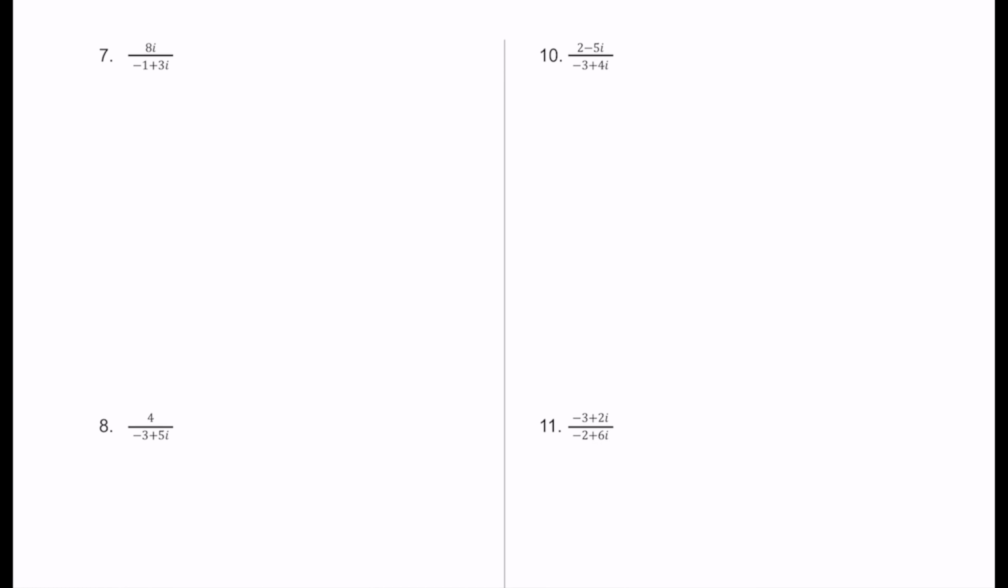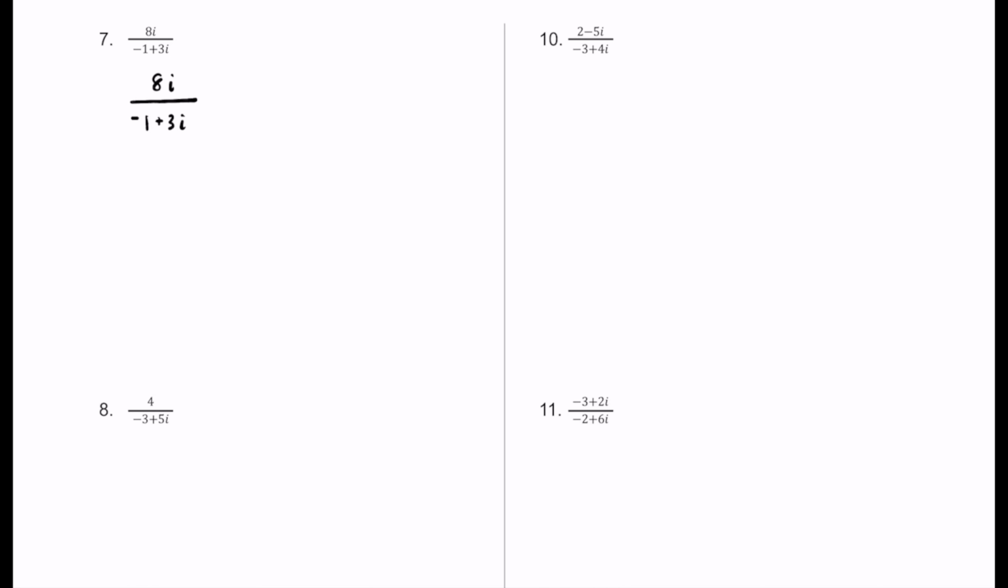For number 7, we have 8i over this negative 1 plus 3i. So now for the first time, we have 2 terms on the bottom. This is where we're going to have to use something called a conjugate, right? So let's go ahead and take this 8i and put it on top of this negative 1 plus 3i. Now, if we take a look at the bottom, this is negative 1 plus 3i. Now the conjugate of that is going to be this.